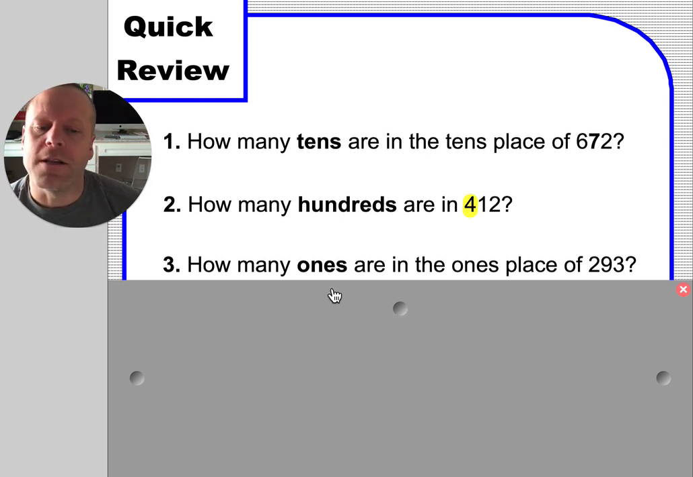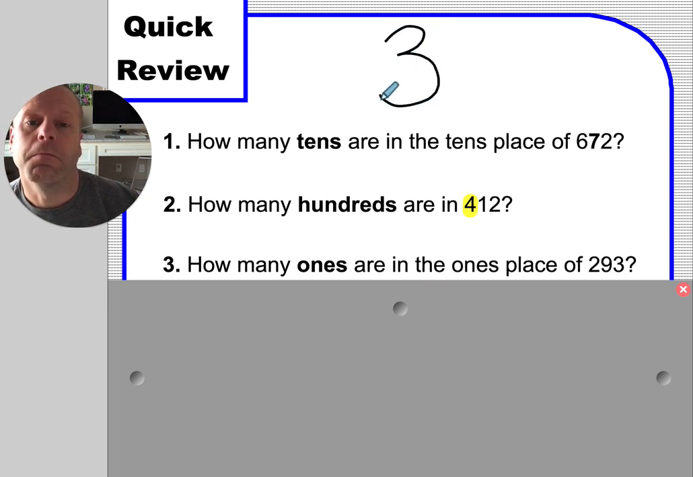How many ones are in the ones place of this number? So you're going to take your whiteboard, you're going to write down your guess. How many ones, what's your answer, are in the place of 293 if you're looking at the ones place? The 3 is in the ones place in this case.